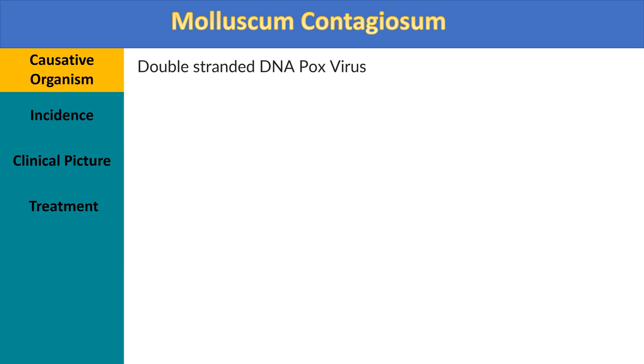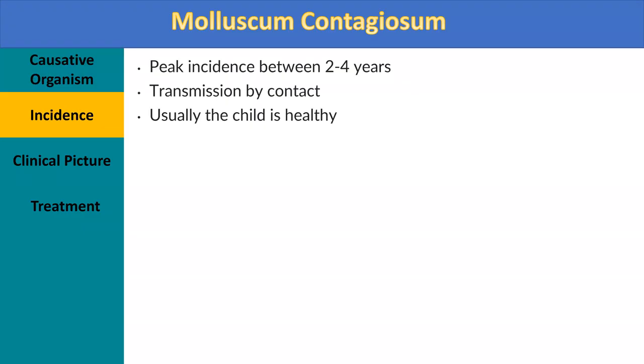So what will be the incidence of this poxvirus, or who are more prone to develop this disease? It is more common in children, so it has peak incidence between 2 to 4 years old, and it is transmitted by contact, and usually the child is healthy. So mostly those children are healthy, but if they are unhealthy, we should consider another possibility that I'm going to tell you right now.